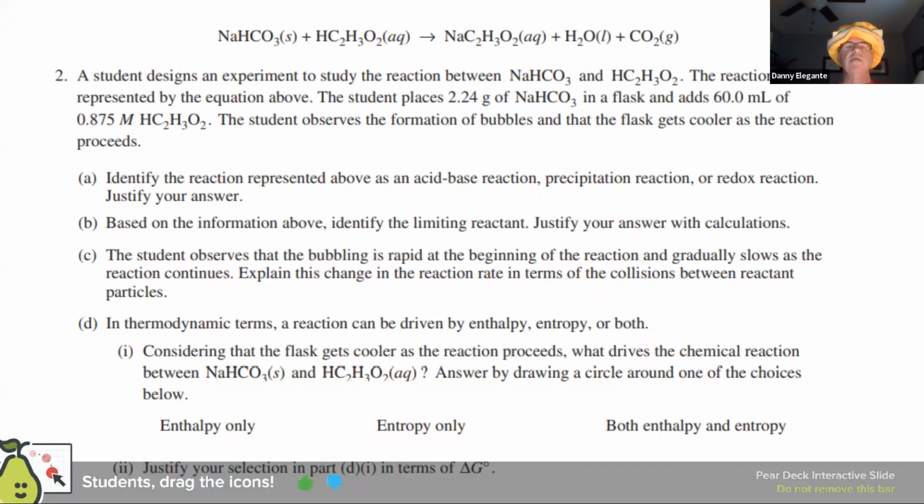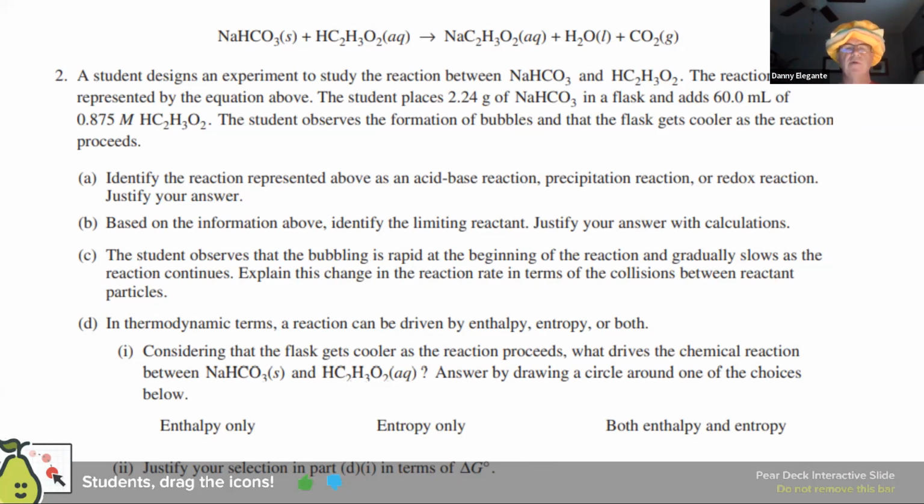A student designs an experiment to study the reaction of basically baking soda and vinegar, right? So they give you the equation up top. They put some baking soda, sodium bicarbonate, in a flask and add some of the acid, the vinegar. So that's like acetic acid. It bubbles and the flask gets cooler. So I'm going to show you the whole question, then we'll take it apart. So we know it makes bubbles and we know it gets cooler.